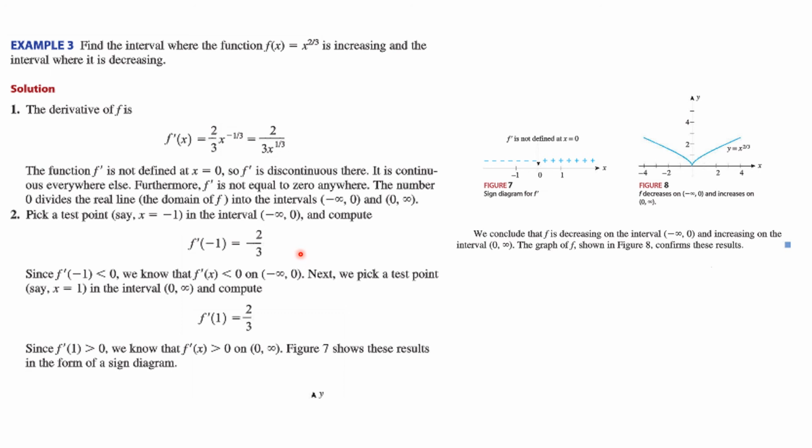When we pick minus 1, we get that f prime at minus 1 is minus 2/3. You can see from the graph that it is negative there. And so that means it's decreasing. And then we pick the other test point, and we get positive 2/3. It is increasing. So you see it is decreasing here and increasing here. So we conclude that f is decreasing from minus infinity to 0 and increasing on 0 to infinity.